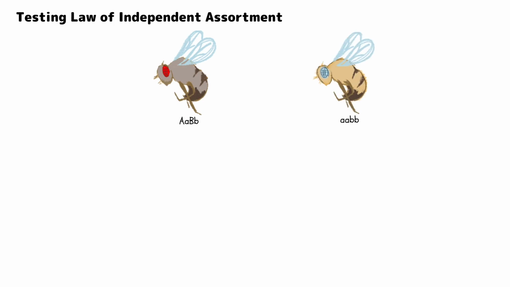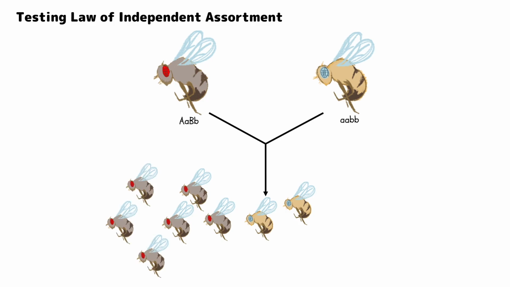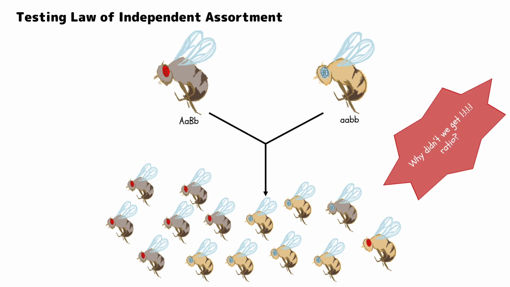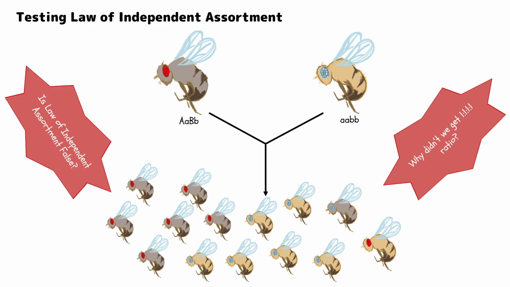So she decides to cross the heterozygous individual and the completely recessive individual to each other, and she observed a very interesting scenario. There were lots of parental phenotypes, but only small amounts of recombinant phenotypes. In classical Mendelian inheritance, we would get a 1 to 1 to 1 to 1 ratio, but it didn't happen. Why? Is the law of independent assortment false?